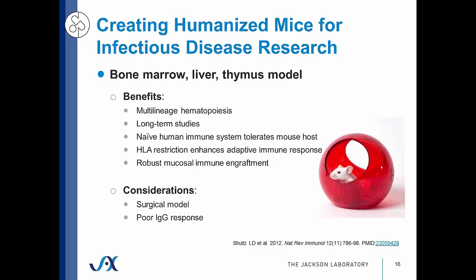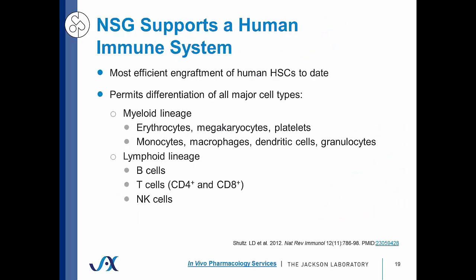So some considerations for using this model is that it is a surgical model, and so it will require a little more time and expertise. And similar to the CD34 model, it does have a poor IgG response. So now that I've shown you the different approaches that we use to establish a human immune system in NSG mice, I just would like to highlight some key features of these humanized models.